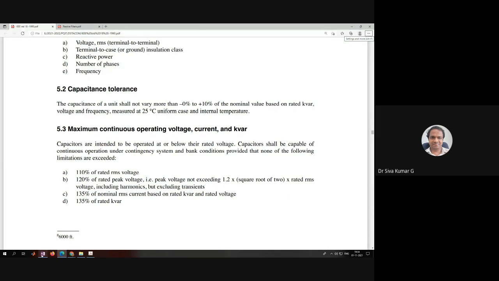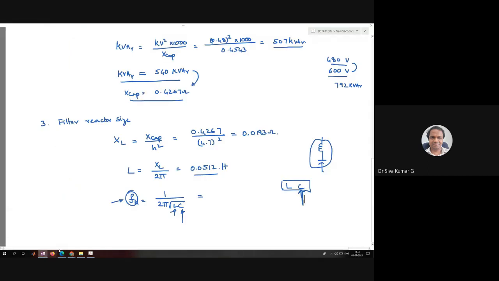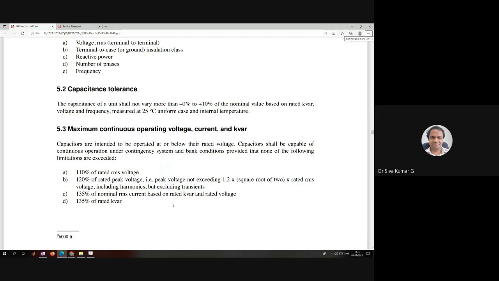Why do we need to evaluate the duties of the capacitor? Because the load current in the capacitor is the fundamental current and the fifth harmonic current. When you talk about the fundamental, it is obvious that it is within the limits, the voltage built across the capacitor. But when you allow the fifth harmonic current, we need to verify whether the charged voltage across the capacitor is within 110 percent or not.